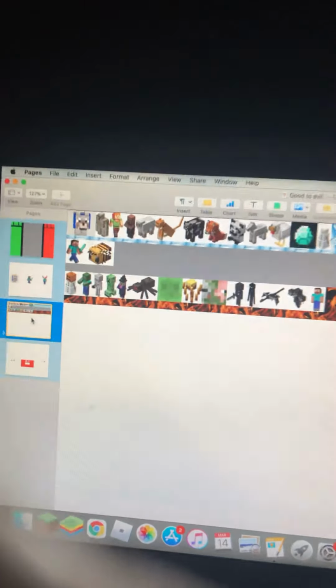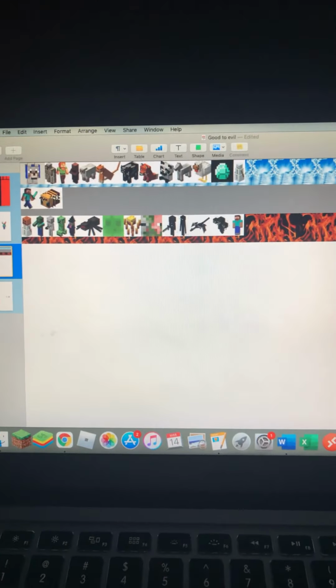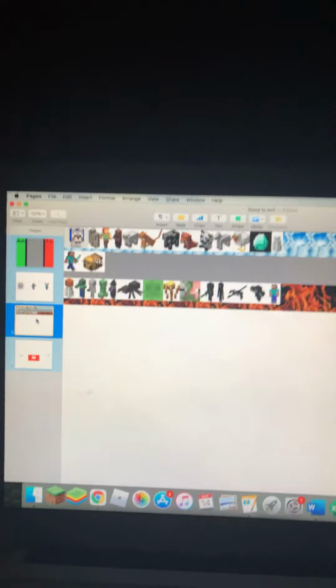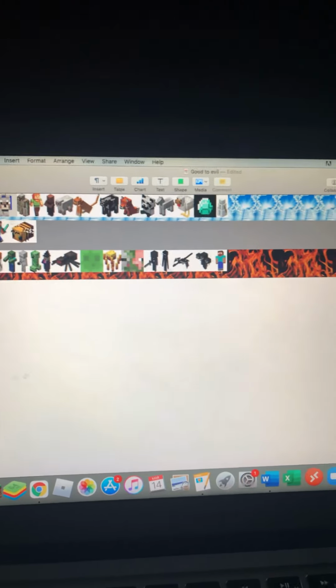Starting off with the good section, the gold medal of good goes to the dog. The dog always tries to help Steve and Alex get some food. The silver medal of good goes to the iron golem. The iron golem always protects the villagers from mobs. Silver medal of good goes to Alex. Alex always tries to help Steve, tries to stop Steve from doing stupid stuff.